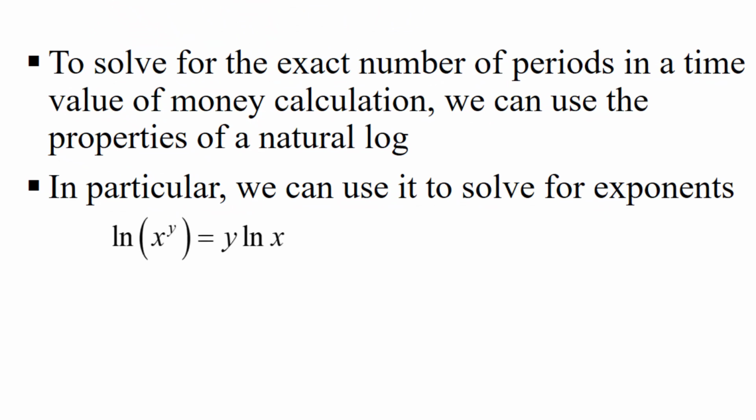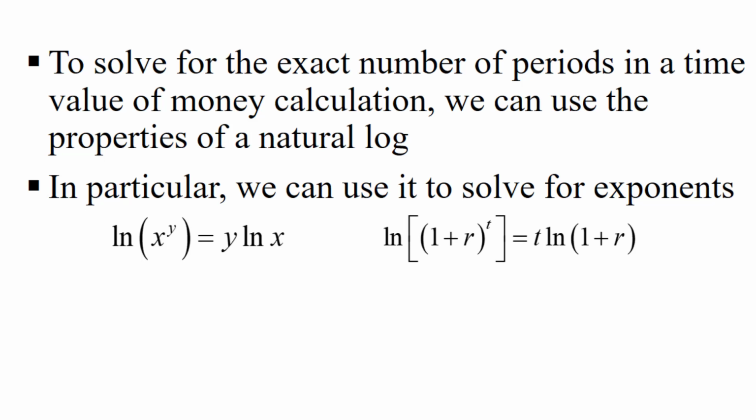The power rule of natural log says that if we have some equation, in this case x raised to the y power, and we take the natural log of it, we can use that exponent and bring it down in front of the other number, in this case to make it equal to y times the natural log of x. So to be sure, the natural log of x raised to the y power is equal to y times the natural log of x. We can use that property for a natural log when we calculate or solve for our number of time periods.